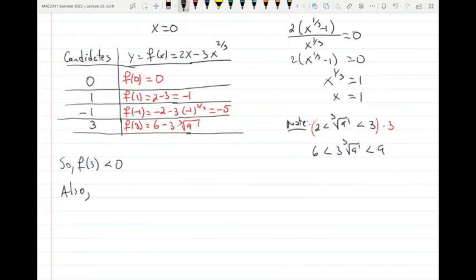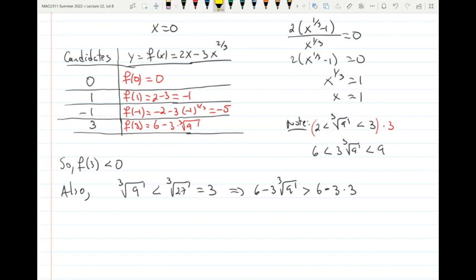Also, notice that the cube root of 9 is actually less than the cube root of 27, right? Which is equal to 3. So what this means is that because this number is less than 3, then 6 minus 3 cube root of 9 is going to be greater than 6 minus 3 times 3. So let's see.